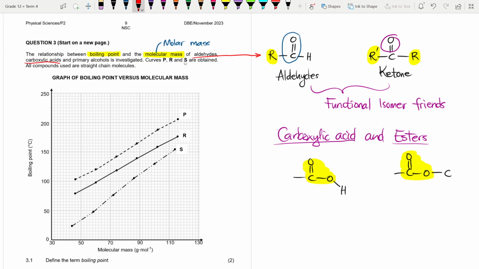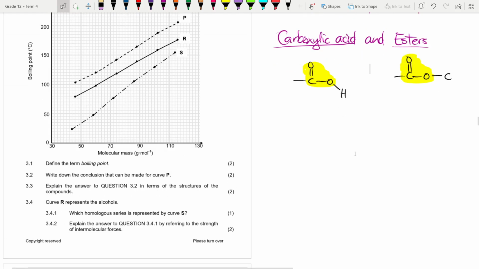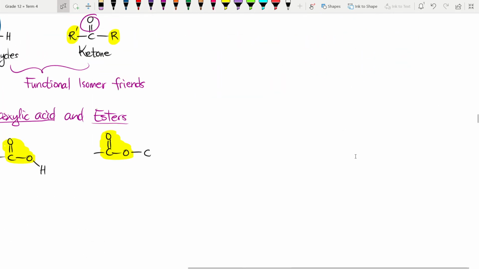Carboxylic acids are also represented there, and primary alcohols are also investigated. So here's your assignment. When you read these statements, you should pick up the clues they give, the important information in the statement, like primary alcohols. It cannot just be any alcohol that you'll be dealing with here. It should be primary alcohols. And you will remember what a primary alcohol is compared to the other two types of alcohols.